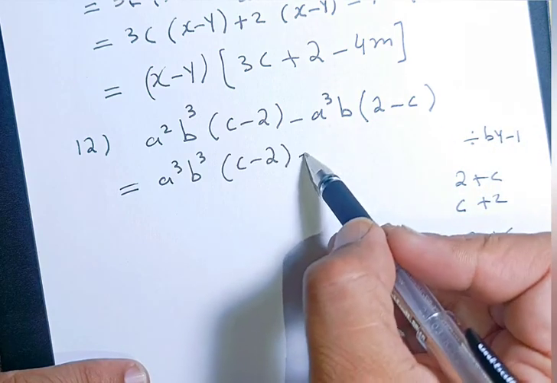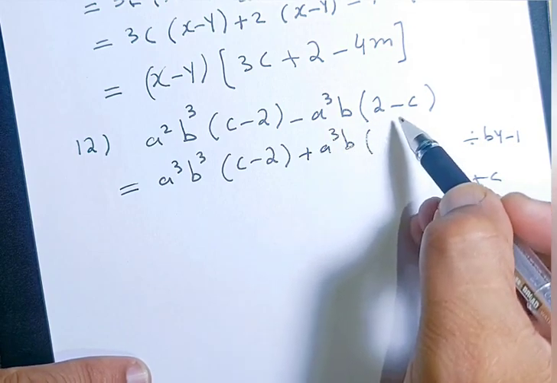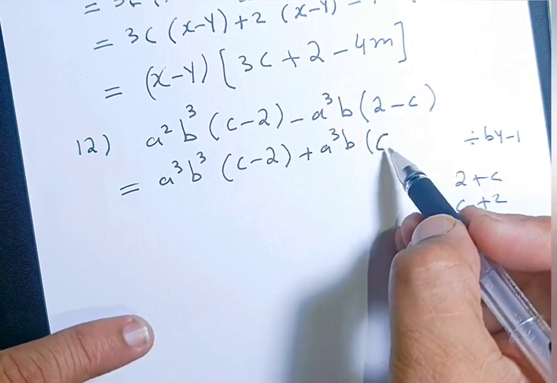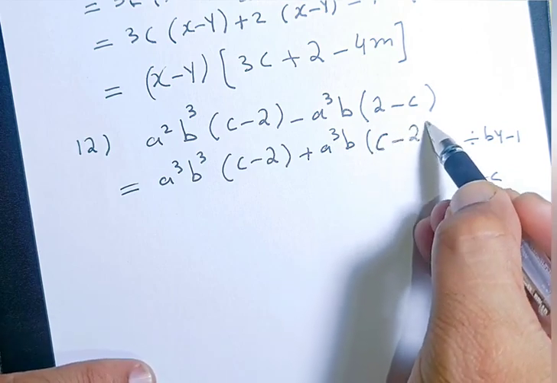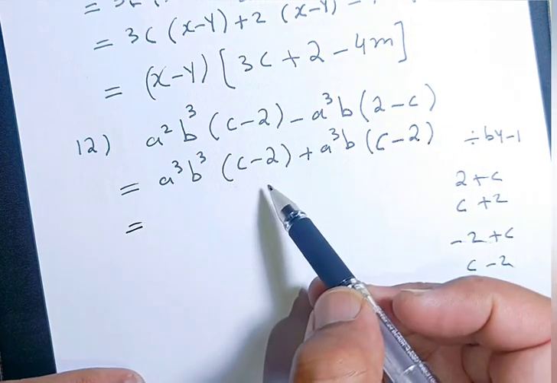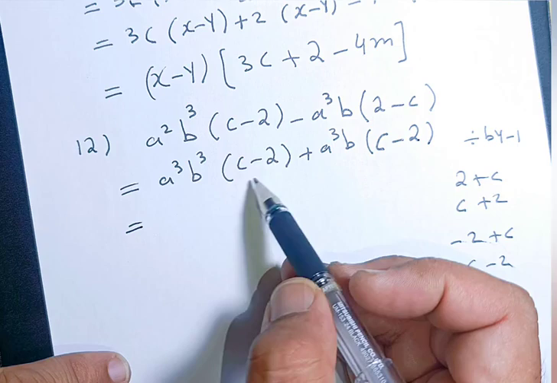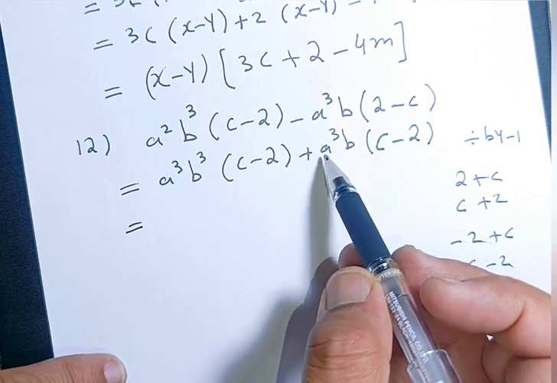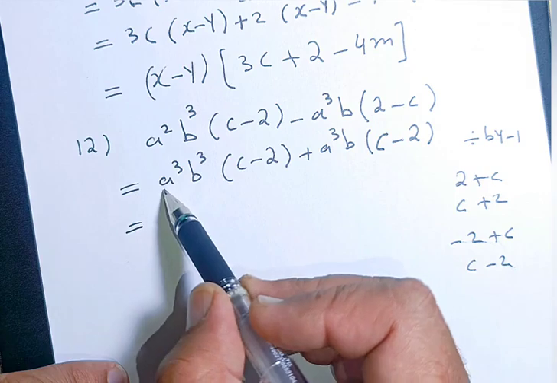So what will happen here? Positive a power 3 b, and this becomes negative 2, and this becomes positive c. I need c on the left hand side, so it becomes positive c, and this becomes negative 2. Now c negative 2 is obviously a common bracket, but I can see there's a common factor as well. I can see the variable also. I can take out the common factor.